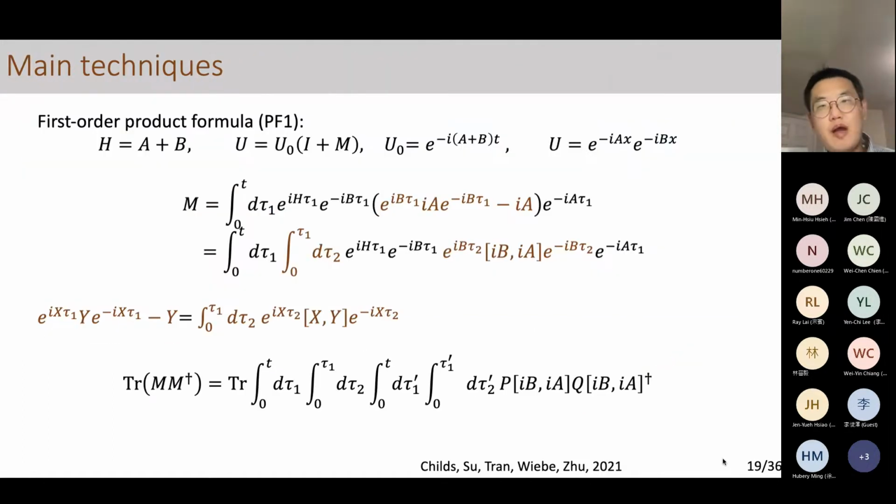Okay, here I may introduce some main techniques for this work. I'm not sure whether we have enough time, but maybe I could quickly go through these details.